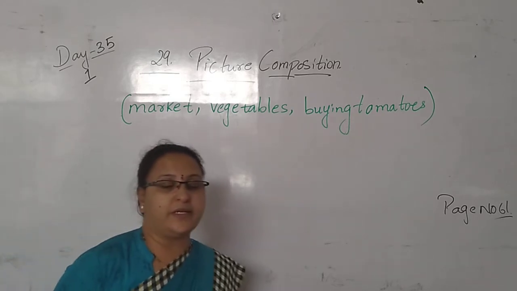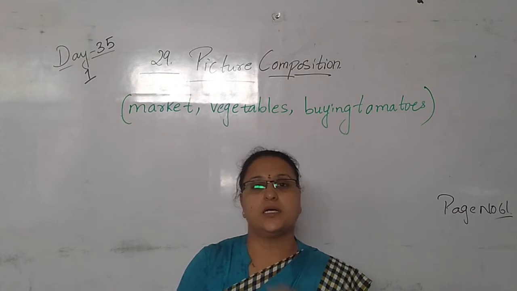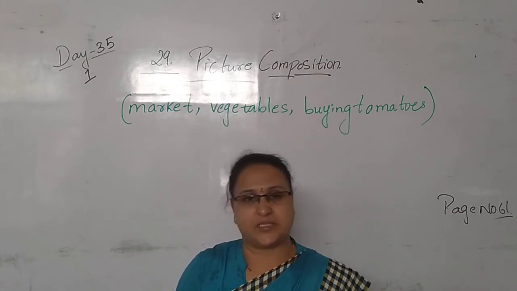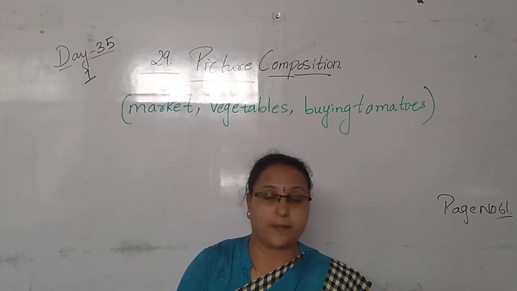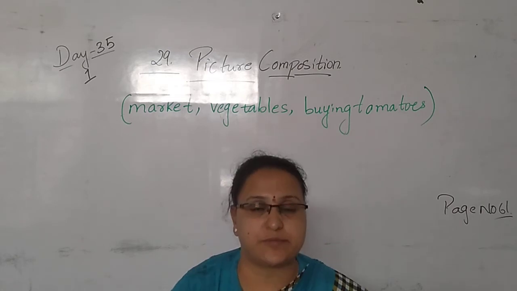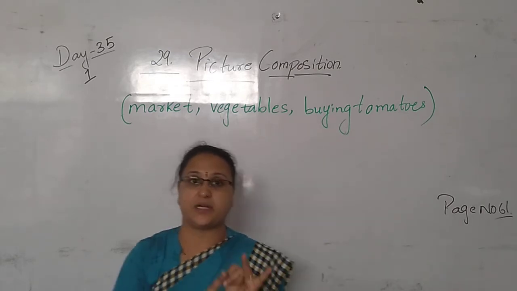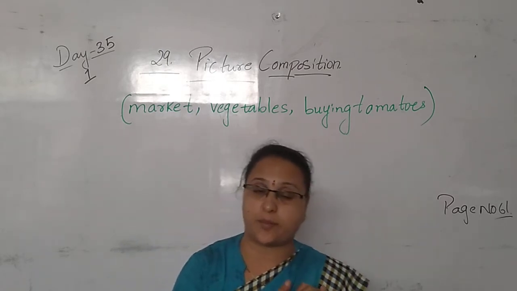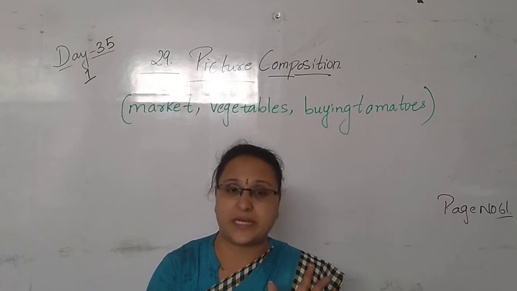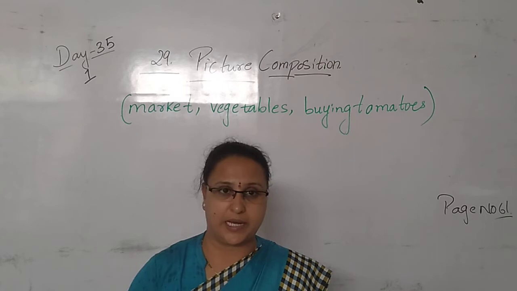So, even your parents will go to the market. Yes, they go to the market, children. When they go to the market, they bring many different types of things. Yes or no? When we go to the vegetable market, we buy different types of vegetables like cabbage, cauliflower, lady's finger, radish, carrot, tomatoes, potato, lady's finger, spinach, many different types of vegetables we buy.